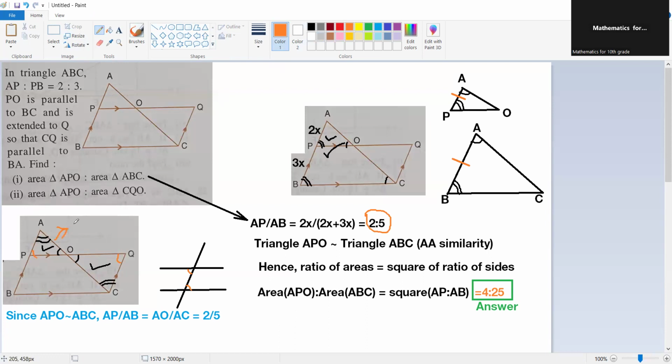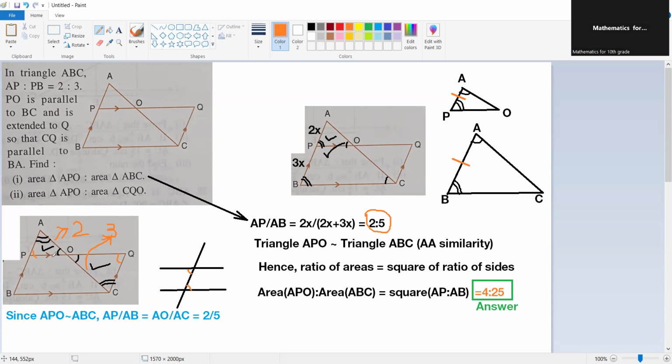So this one, AO would be 2 and OC would be 3. This is obtained from the similarity of the first pair of triangles APO and ABC. So AO is 2 and OC is 3. So that's the ratio. But then these two triangles are also similar, the other pair, which we just spoke about, which is APO and COQ.